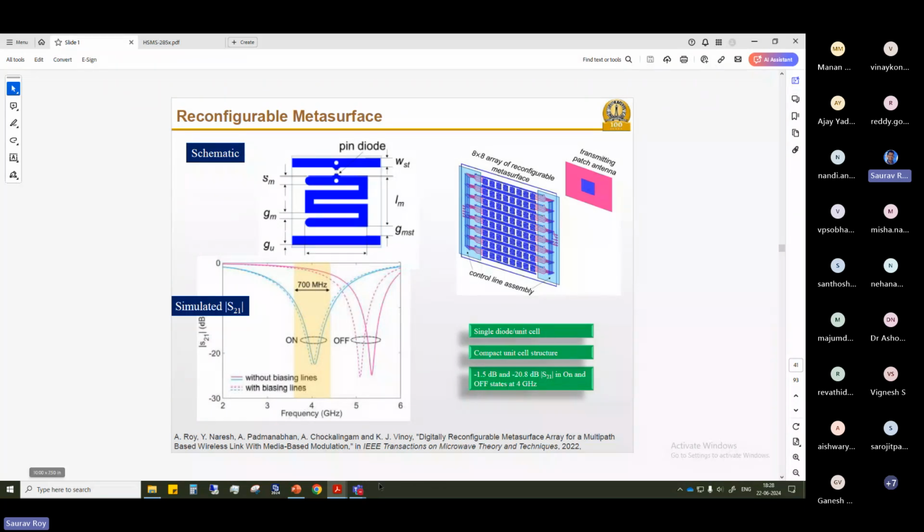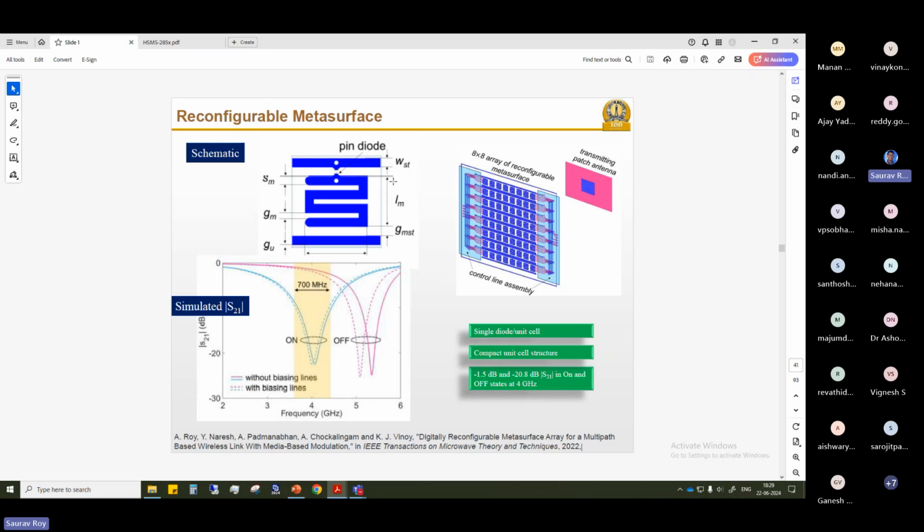So yeah, this work you can follow. This is by Dr. Aditya Rai from our group, and it is titled digital reconfigurable metasurface array for a multipath based wireless link with media based modulation. It was published in 2022 in IEEE Transactions on Microwave Theory and Techniques, and done jointly with our Professor Binay and Professor Chokalingam here in the EC department. If you are interested, you can look into this work here. Okay, so I'll suggest, it's a very new work, I suggest you go through this topic and you'll understand more.